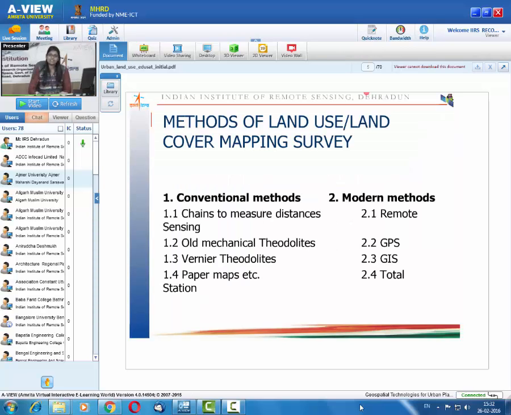Now earlier, the conventional methods which we used to use were chain survey methods, old mechanical theodolite, vernier theodolites, and paper maps. But now we are using remote sensing, GIS, GPS, and total station. These modern methods for survey have improved accuracy and the ease of making maps.